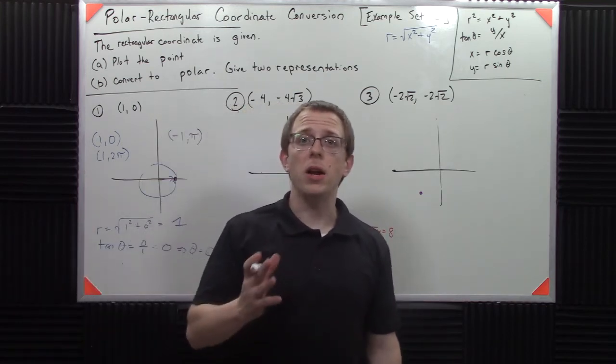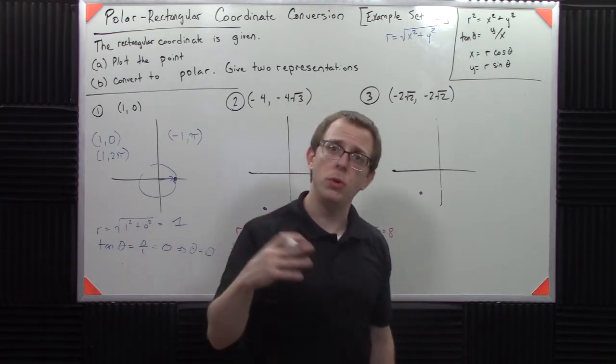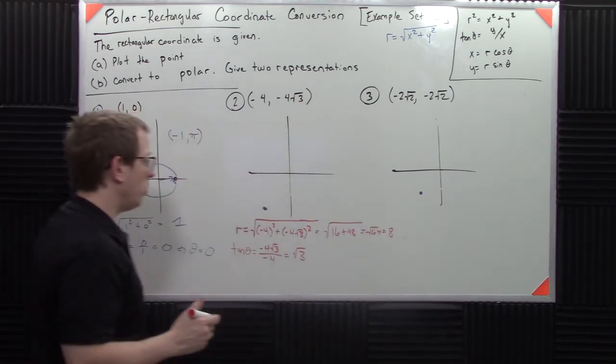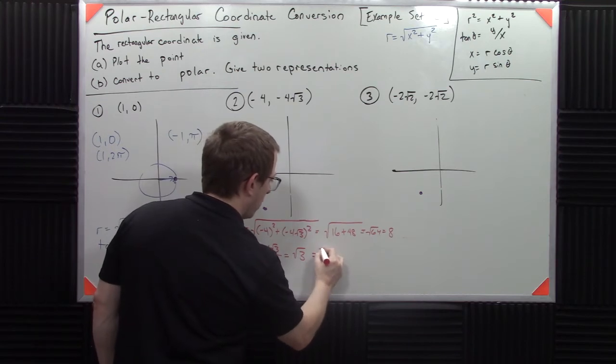Now, you may not know your unit circle here. If you don't, it's going to be problematic for you. But if you know your unit circle, what you find is that this is pi over 3.